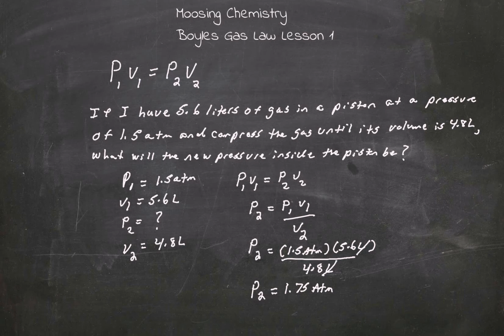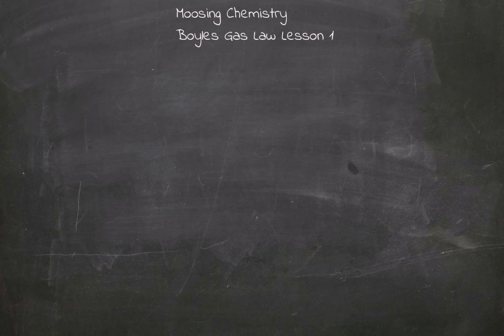Let's look at another problem here. So let me go ahead and erase everything. So I'm going to clear all drawings. All right. And I'm going to write the equation again. P1 V1 equals P2 V2.